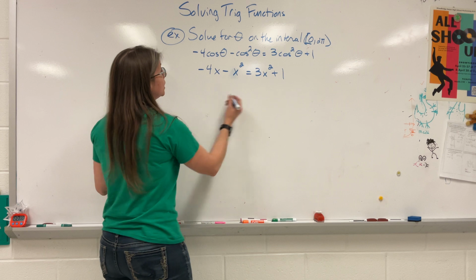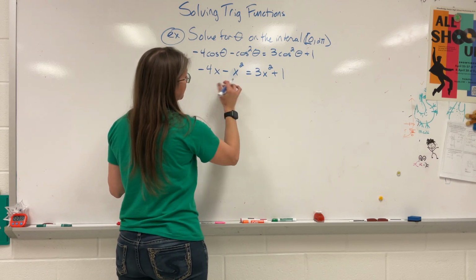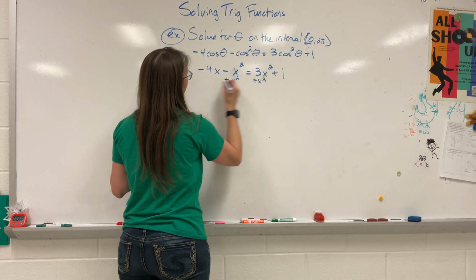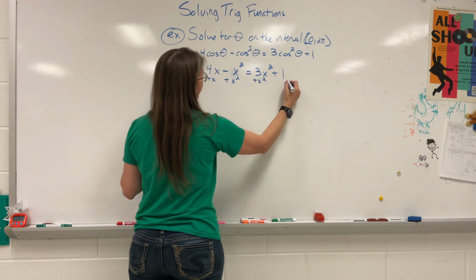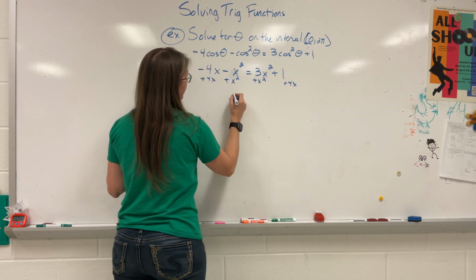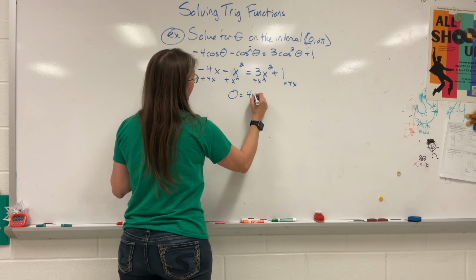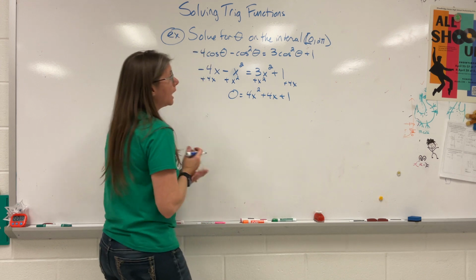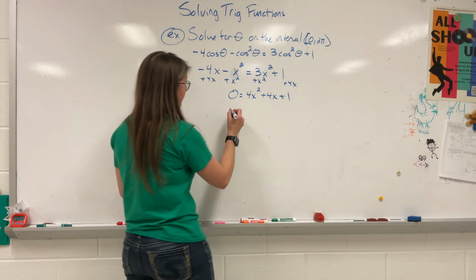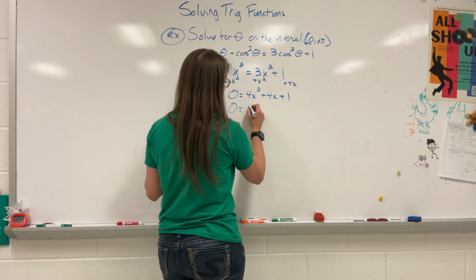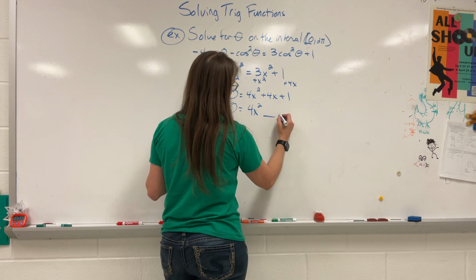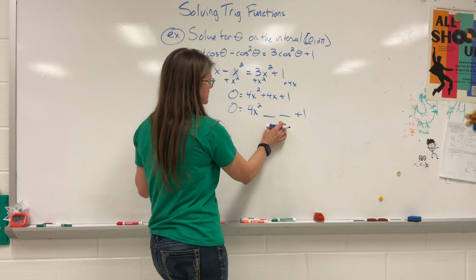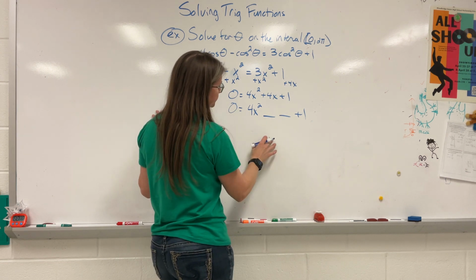For this, I don't like my lead coefficient negative, so I'm going to add x squared. I'm also going to add 4x to each side. So I end up with 0 is equal to 4x squared plus 4x plus 1. I'm going to have to do some factoring. This is one where I'll have to split the middle. So this is going to be 4x squared something something plus 1. I have to figure out what the something something is here.